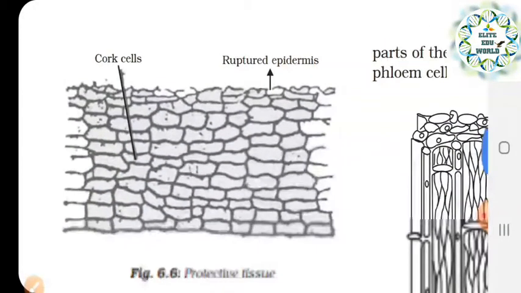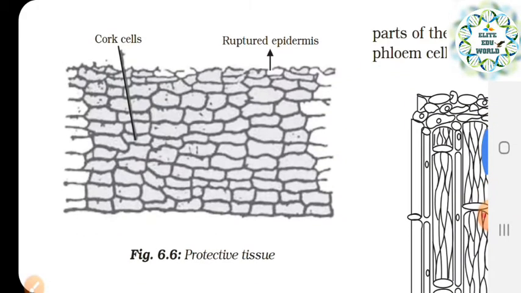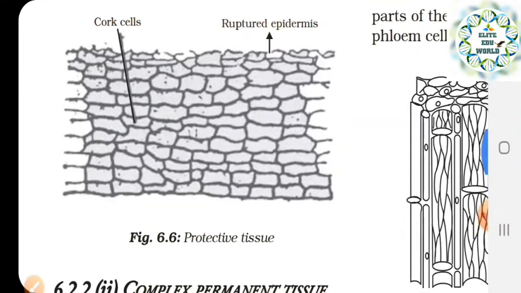Here we are looking at the figure of protective tissue, the cork cell, and at the top we see a ruptured epidermis. Whenever the epidermis ruptures, there are several layers, and inside it is the cork cell, very compactly packed together. This is the arrangement of the cells we can see in this diagram.